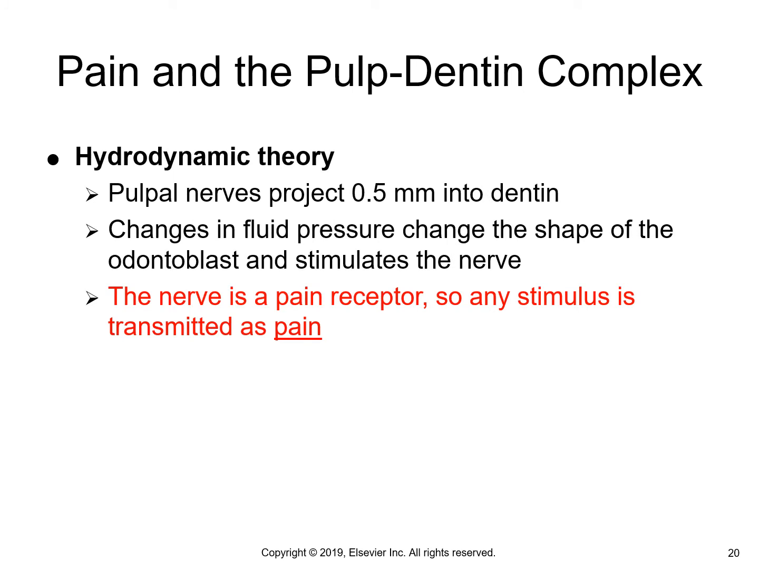The hydrodynamic theory is one that is pretty well accepted and believed. The pulpal nerves project 0.5 millimeters into the dentin, and it's thought that the changes in the fluid pressure actually change the shape of the odontoblast, which then stimulates the nerve. The nerve is a pain receptor, so any stimulus in a tooth is presented and transmitted as pain.